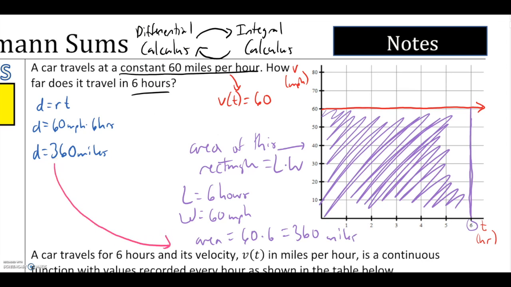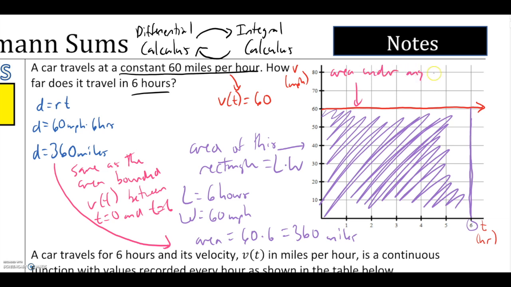This 360 miles that we got on the left is the same as the area bounded by our v of t function between t equals 0 and t equals 6. That's the big connection that we're going to work on building as we move forward in the study of what I'm calling integral calculus, which is that the area under any curve represents a change in some quantity. In our case, looking at a curve that represented miles per hour, we got an overall change in the number of miles for this car that was in motion.